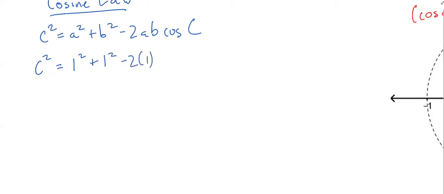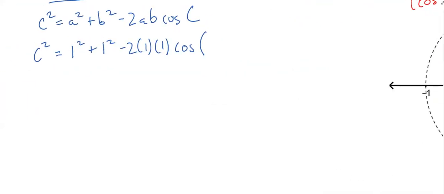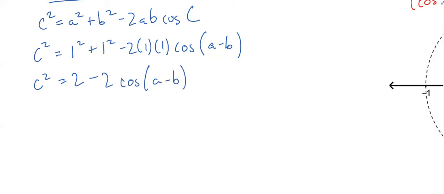Okay, A is one and B is one. Cos of what is C? That's angle C. That's A minus B. I'm just going to simplify this a little bit. C squared equals 1 squared, which is 1, plus 1 squared, which is 1, is 2. So we get 2 minus 2 times 1 times 1, that's still 2, 2 cos bracket A minus B. And we are done with cosine law. That was easy.